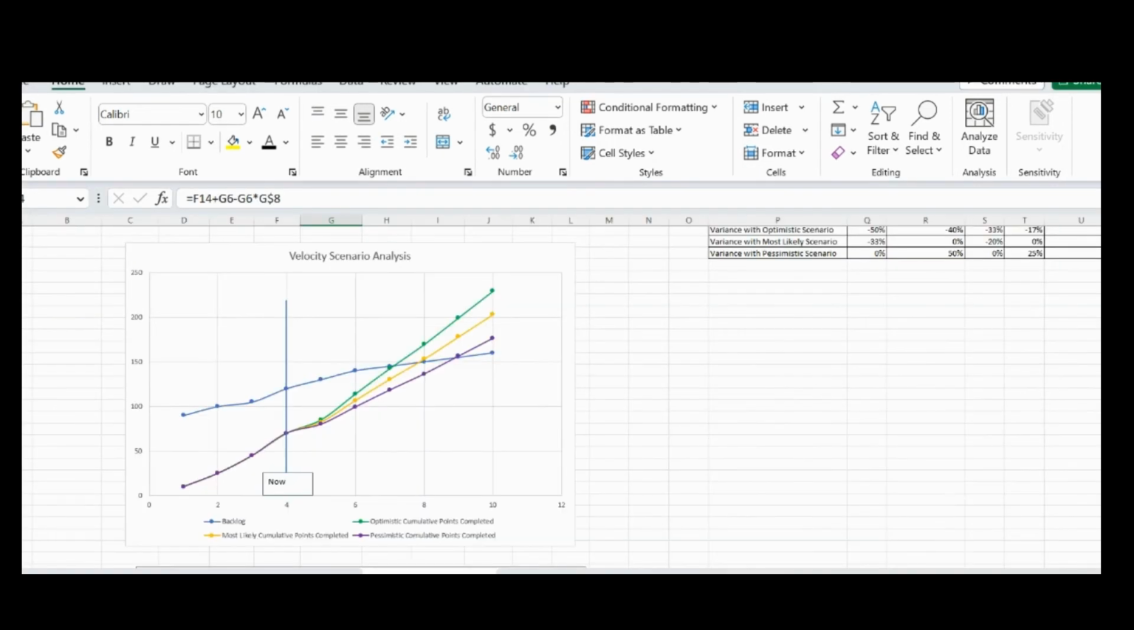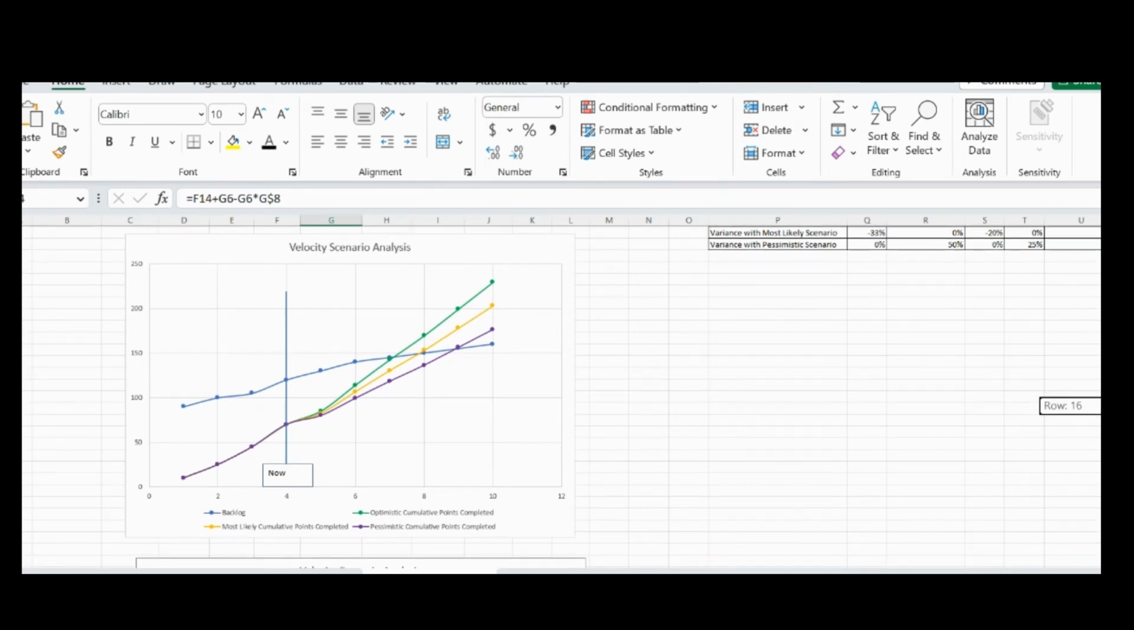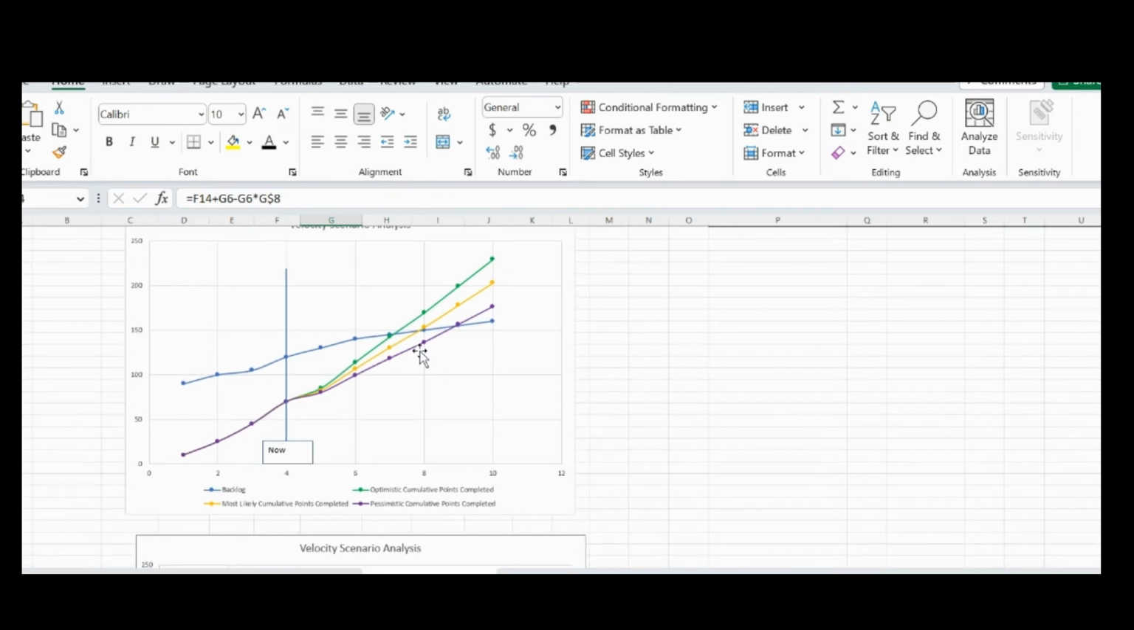I'm going to show you how your scenario velocity-based forecasting will look like once you have some actual data. So one thing to note here is that up until sprint 4, which in this case is where we are now, we have only one curve. Why? Because these sprints are now in the past. It doesn't make sense to predict them. We have actual values. So we have plotted the actual values here.